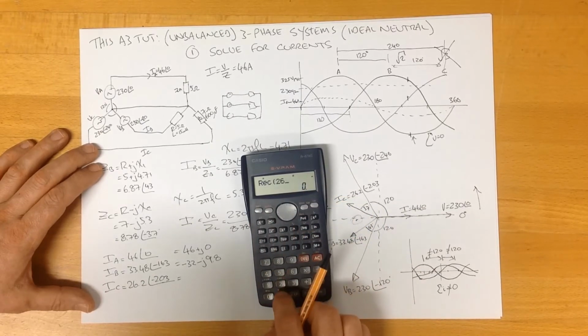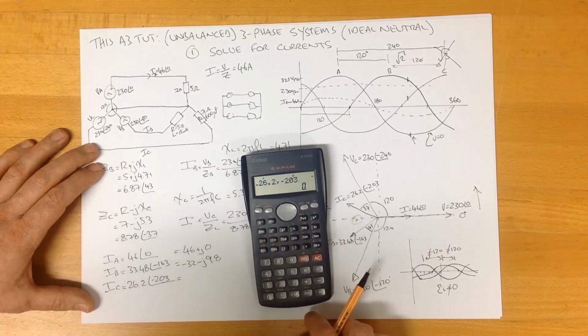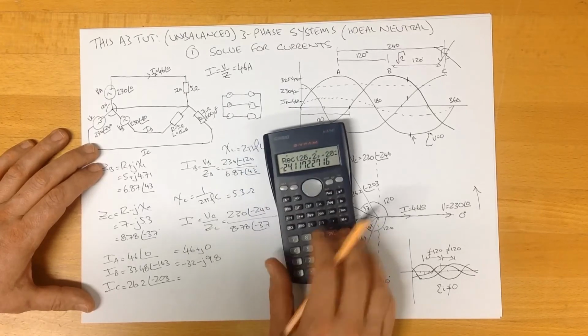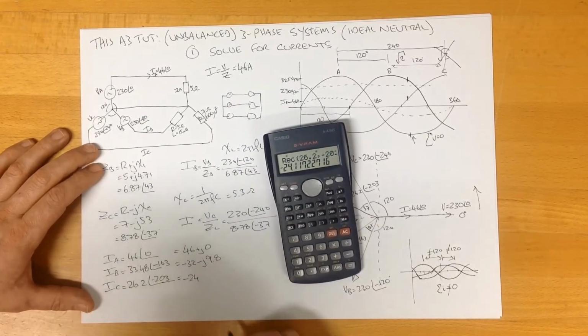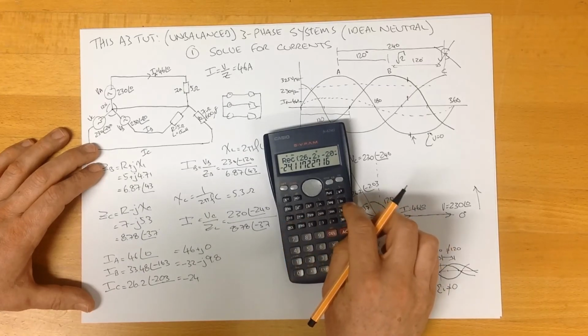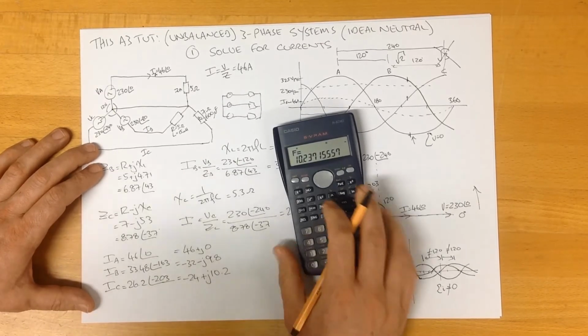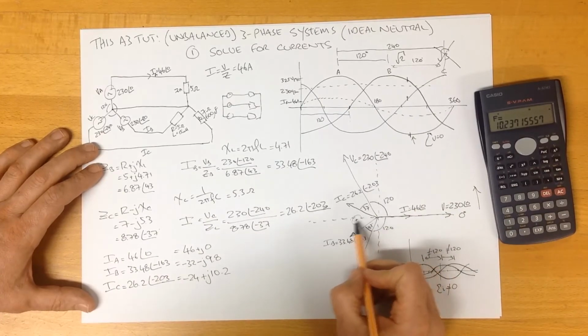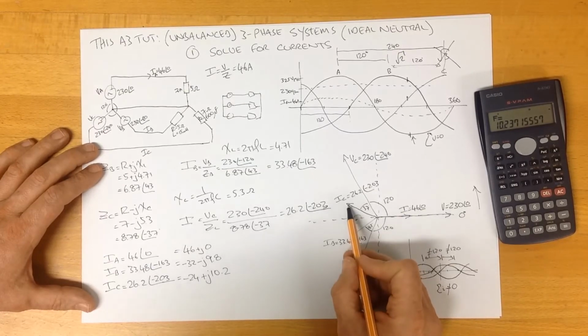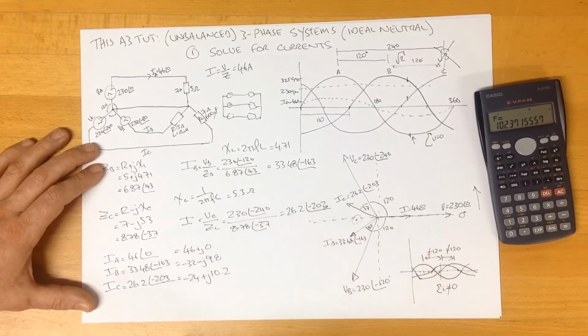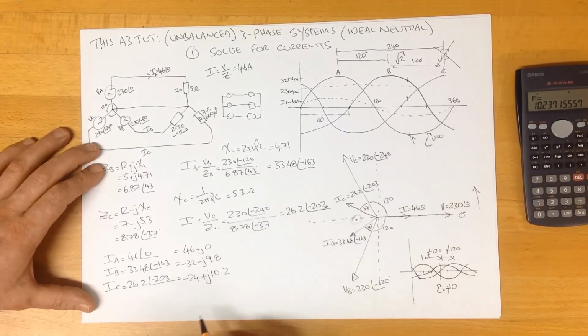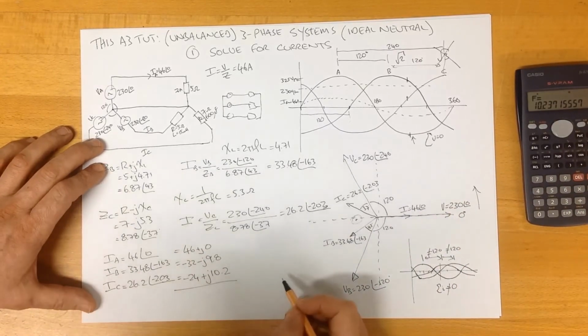Rectangular conversion of 26.2 at an angle of minus 203 equals minus 24, imaginary component of plus j10.2. Again, we can come over here and look at IC, minus 24. We said that this was minus 30, and that's kind of in the ballpark. Plus 10. Again, our calculation matches our plot, which tells us our calculation is correct. We can therefore go through and add all these up.